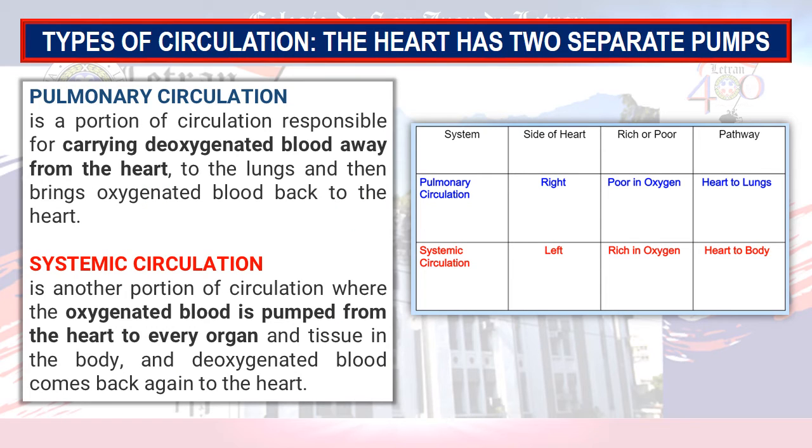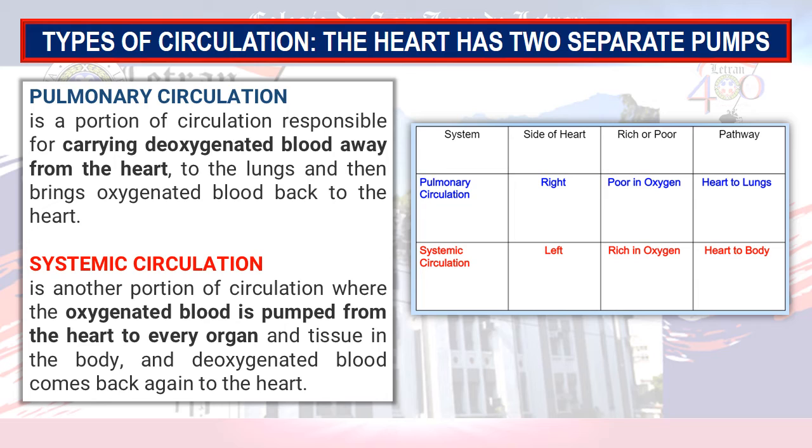The circulatory system is divided into two separate loops. The shorter pulmonary circuit exchanges blood between the heart and the lungs for oxygenation, and this is called pulmonary circulation. It is the portion of circulation responsible for carrying deoxygenated blood away from the heart to the lungs and then bringing oxygenated blood back to the heart.